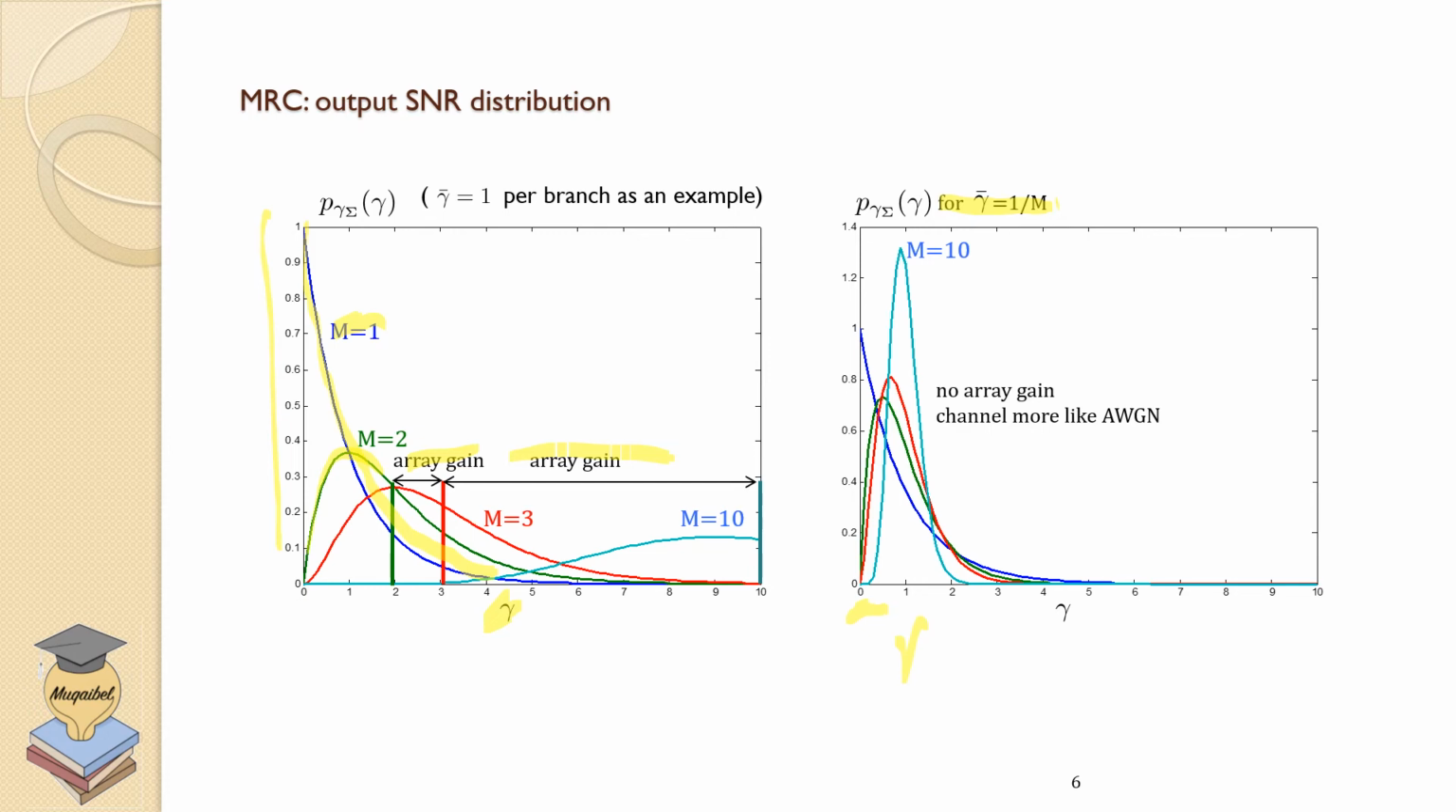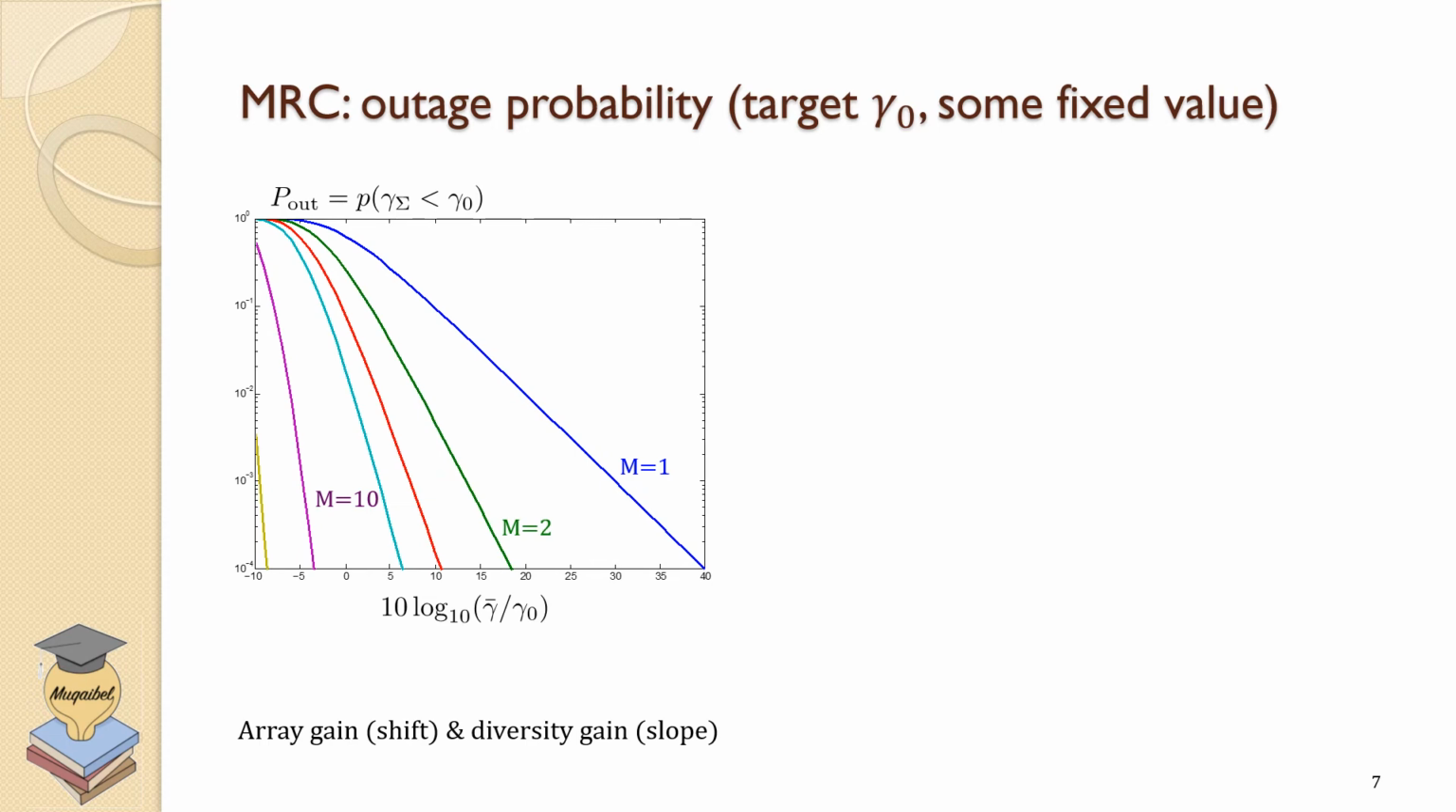Of course, there is also another change here to balance things out. But here there is no array gain, and the channel would look more like additive Gaussian noise as we increase the order of diversity, the number of branches. So we have seen the impact on the signal to noise ratio.